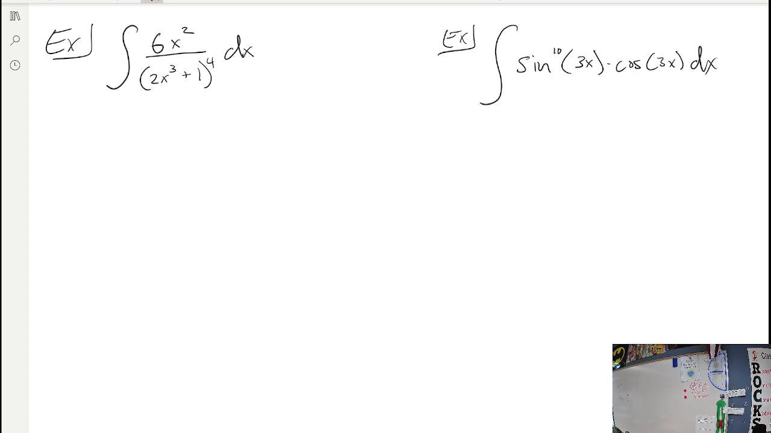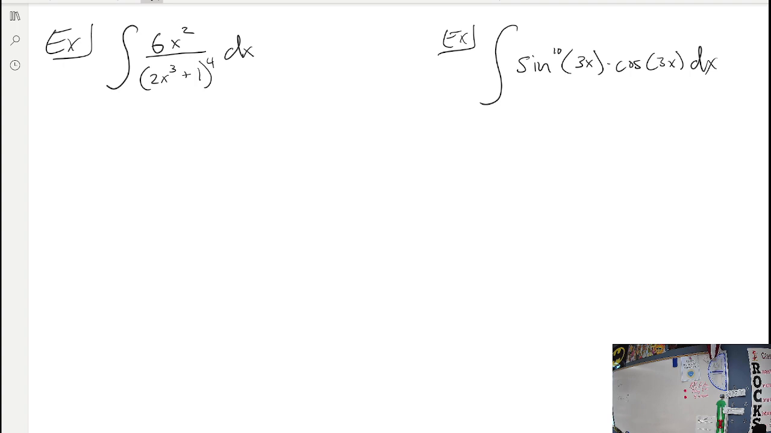Are you taking the antiderivative of sine 10 or sine 10 to 3x? Why didn't you let u equal sine, right? Why is there still sine? Why didn't you replace it with u? Oh, wait. But then what's the antiderivative of cos? Oh, I messed up big time. I forgot about that one.